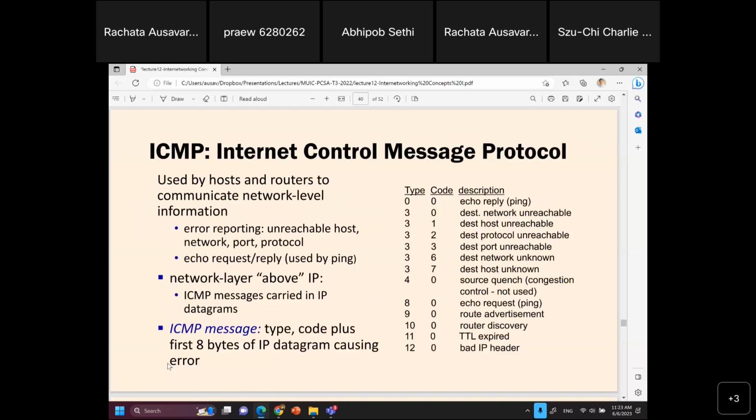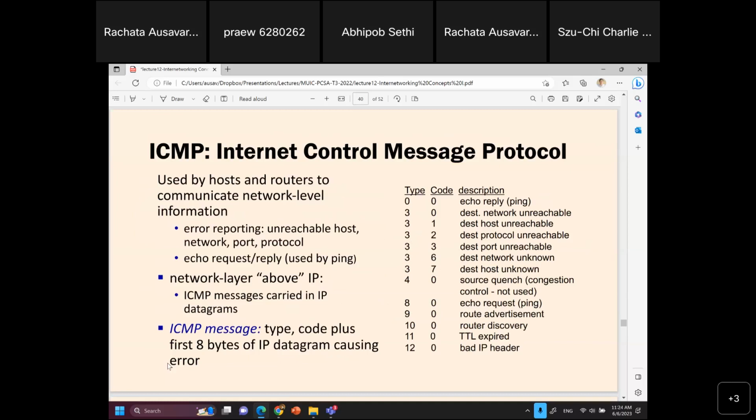This is used for error reporting and for figuring out things. I can have code 0, type 0 for echo reply, ping me back. Type 3, code 2 is, for example, destination protocol not reachable. You can have destination port not reachable, destination network unknown. So these would allow you, as a programmer, to help with debugging. It's like you see some status code, like 404 versus 200. You know what's going on. Okay.